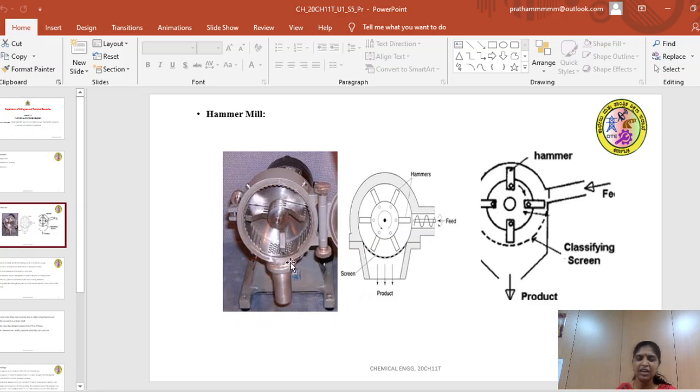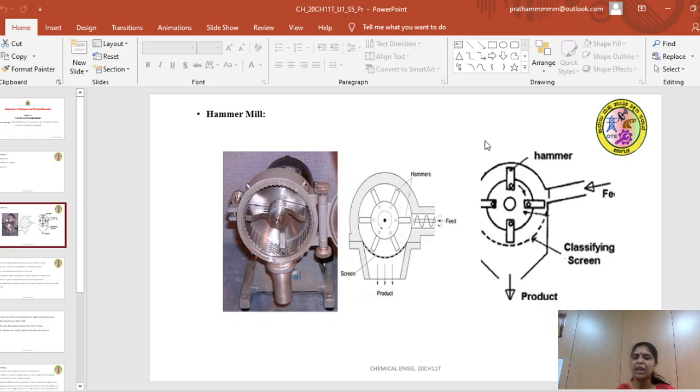So here you can see the hammer mill. See these, we call them hammers. So they are mounted, pinned onto the rotor. The motor in turn is connected to the shaft. This is the shaft in the middle. And along with the rotor, we have hammers which are pinned. So to the right side you are admitting the feed.